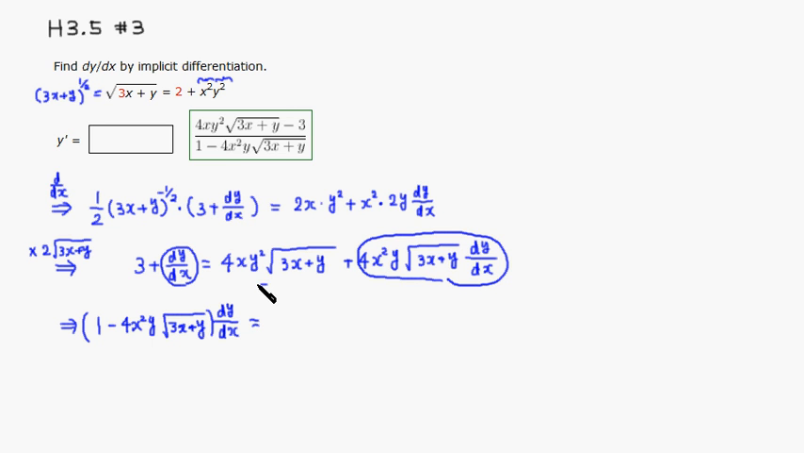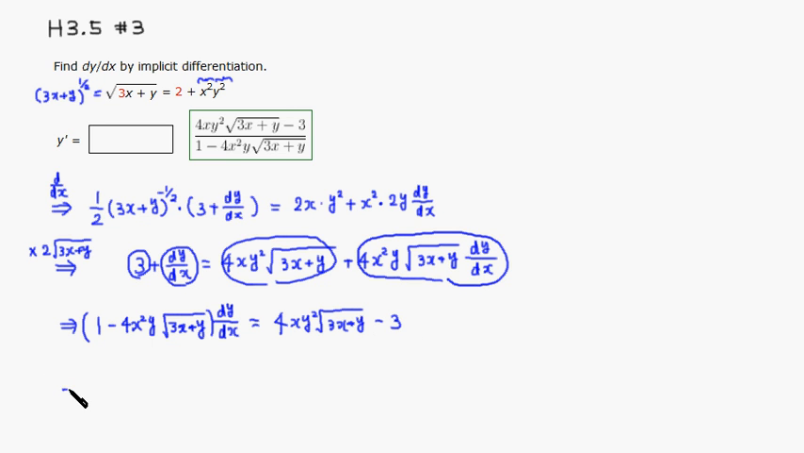Then you have this guy sitting here, so I'm going to keep this on the right. So you have a 2, actually, sorry, 4 I meant. So I'm going to erase that. And the 4xy squared square root of 3x plus y, right? Then you have a 3 on the other side, so positive 3 becomes negative 3, right?